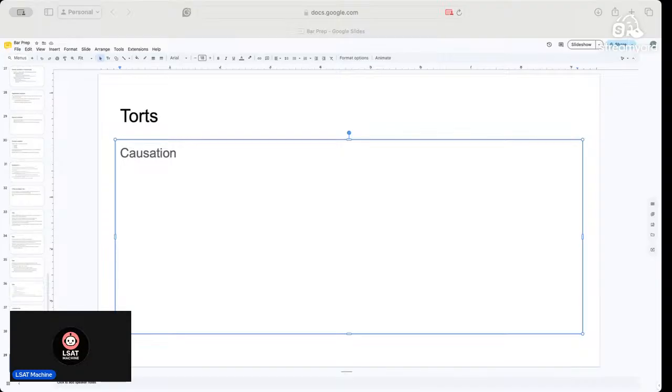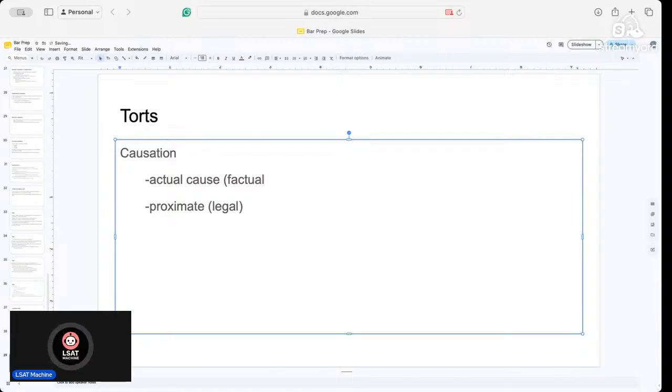So this flashcard's asking me, what is the causation test for actual cause? All right, I should just write this down. So there's two types of causation. There's actual, which is called the legal cause, and the proximate cause. I'm going to take this out because I actually don't know. I think proximate might be the legal cause, and I think this might be the factual cause. We'll see.